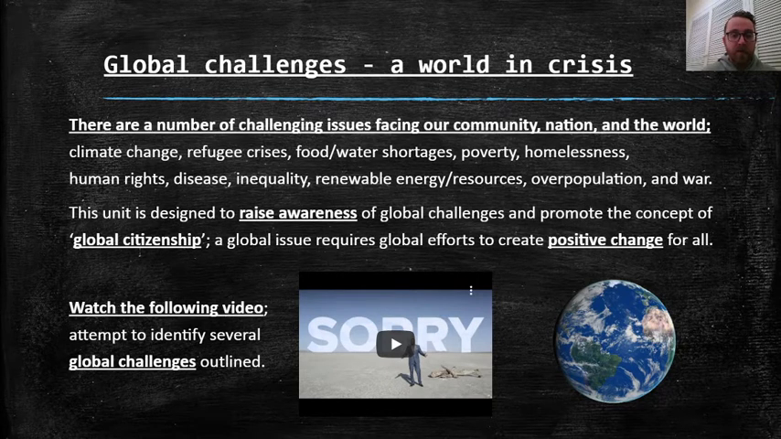So this idea that a global issue requires global efforts to create any sort of positive change. So we need to work together to address these global issues. We can't just be concerned with solving climate change in Australia because it's a global problem. So we need to work together with the other nations of the world to solve it.